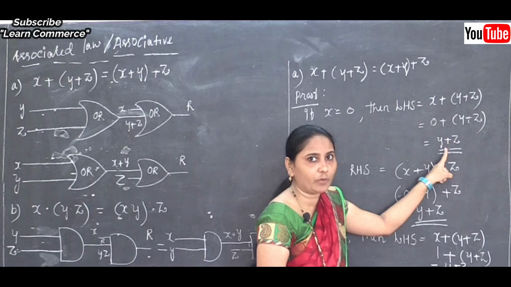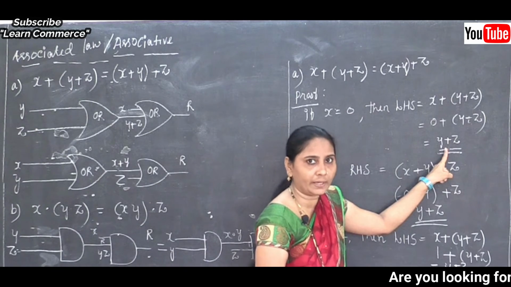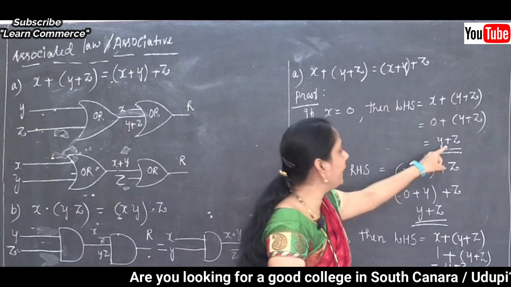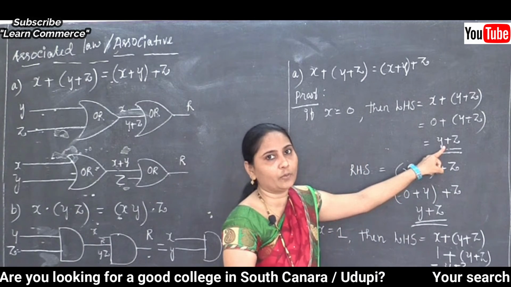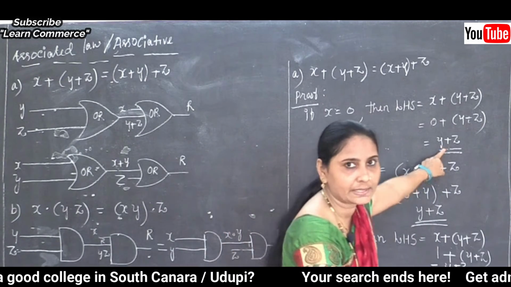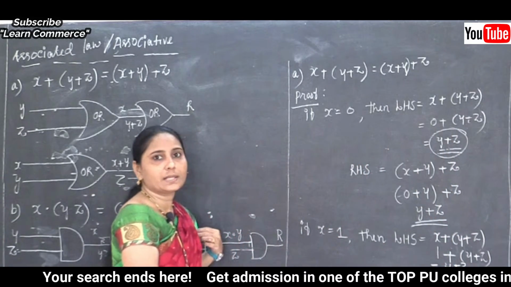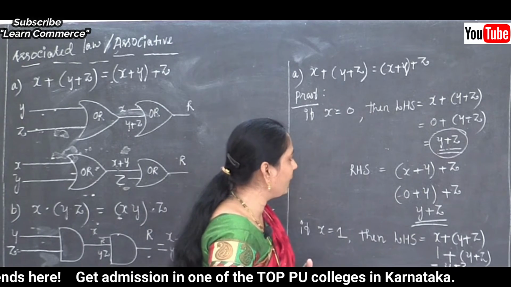Maybe if you are giving y plus z value as 1, then the answer will be 1. So we can say that it depends on the y plus z value. So just in the starting step we got the result. The result is y plus z. Clear this point here?